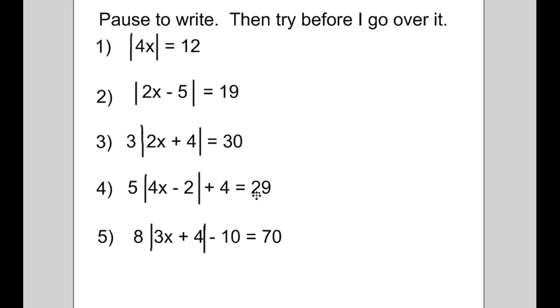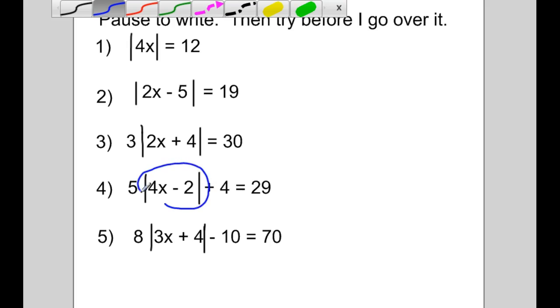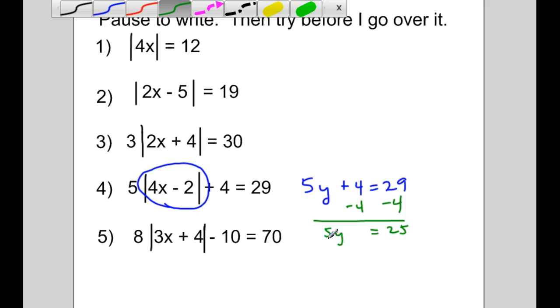Okay. These two questions tend to be the hardest, but if you imagine this idea where this is just like a variable, for example, we had 5y plus 4 equals 29. You do the same type of idea first that you're going to do here. You're going to subtract 4 to solve this equation. It's just a two-step equation, 5y equals 25. And then we're going to divide by 5. And you'll tell me what y would equal: 5.